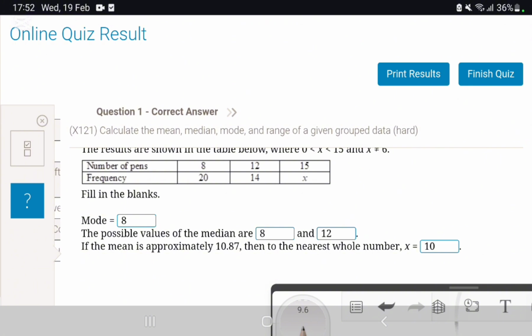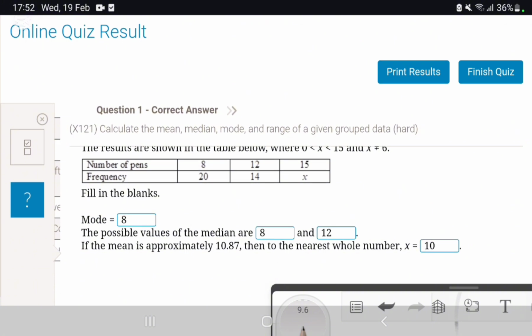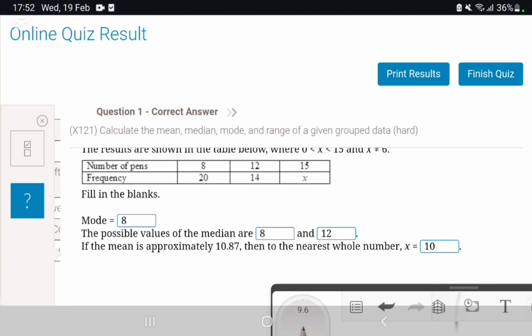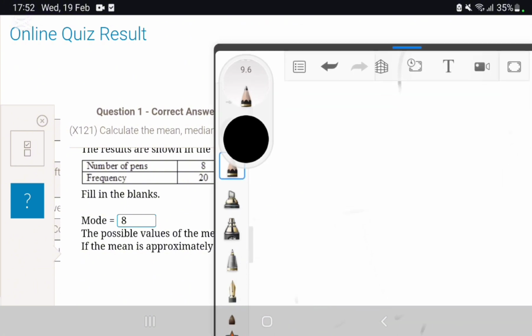The possible values of the median are 8 and 12, because to know the median, we're going to have to know x, which we don't. And now, if the mean is approximately 10.87, to the nearest whole number x is equal to, so here the mean is 10.87.